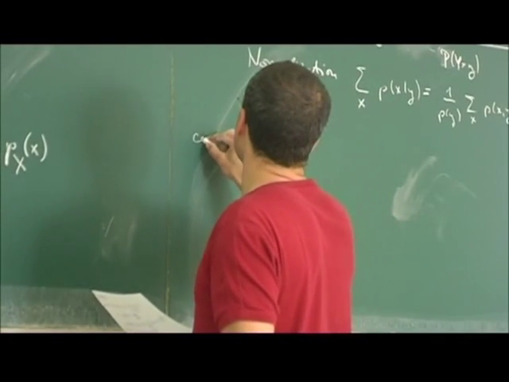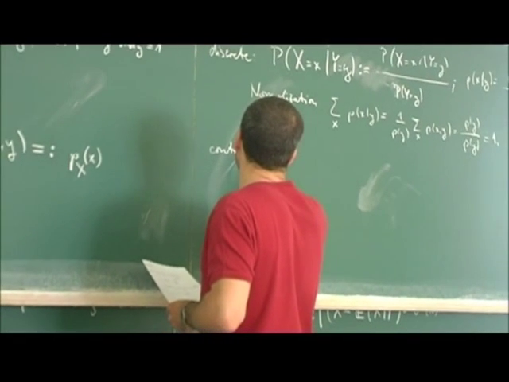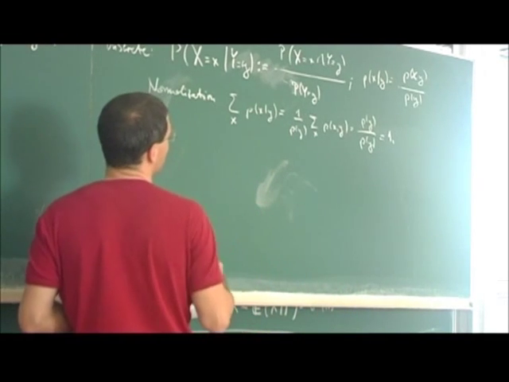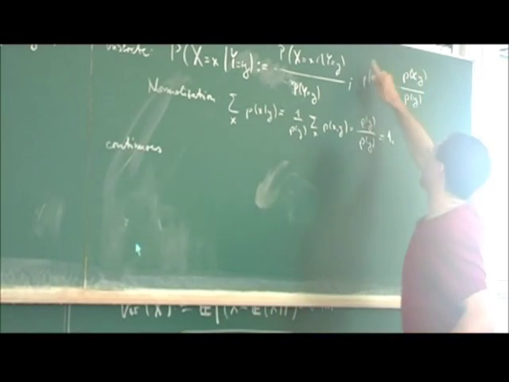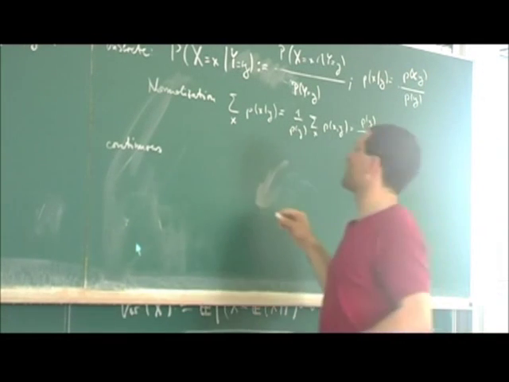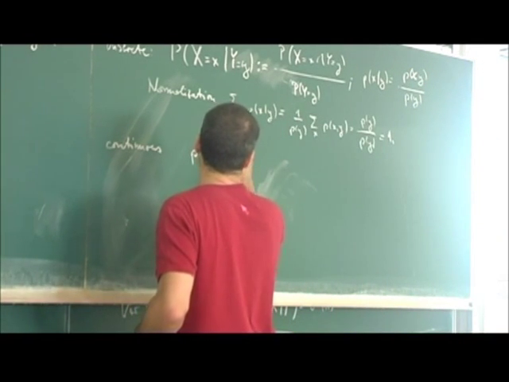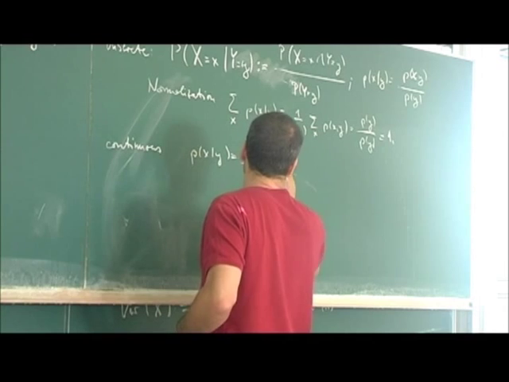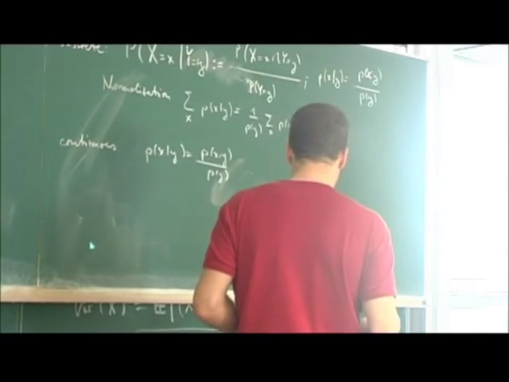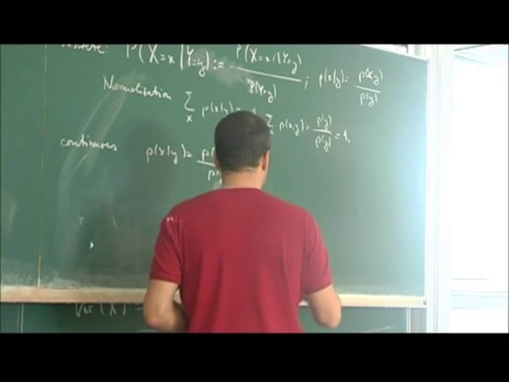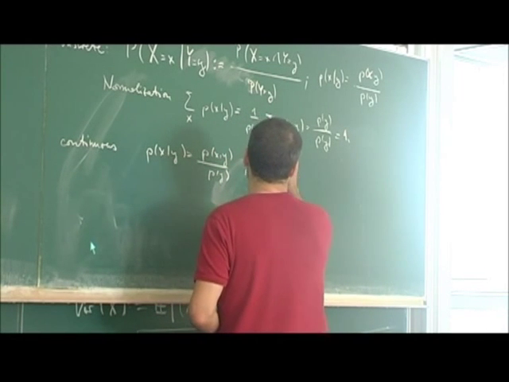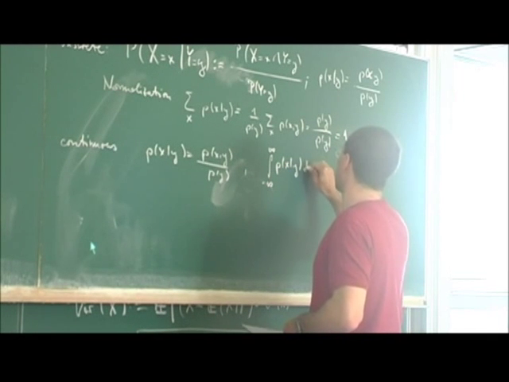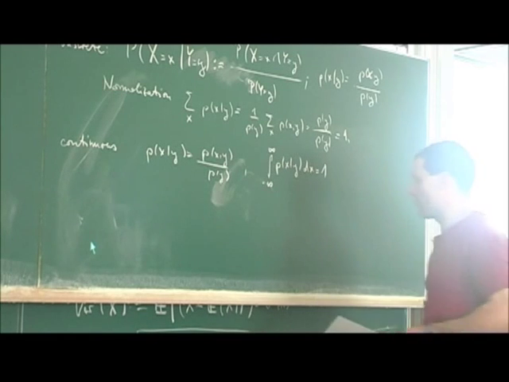And then in the continuous case, the probability density function looks just the same. I can copy this formula here. Just a normalization, which looks a little bit different. So here we have the integral being 1.